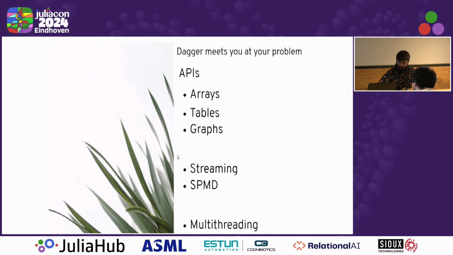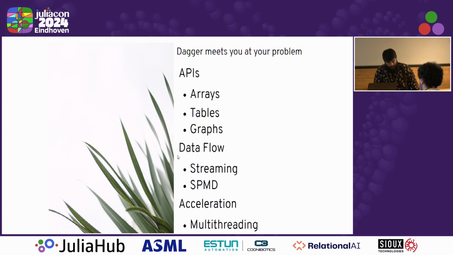I wasn't prepared for the animations. Okay, so Dagger meets you at your problem. Unlike some libraries, with other libraries you may have to fit your problem to match the library, right? I'm sure we're all familiar with this. It's like, oh, I have a nice algorithm. It's sequential. I want to parallelize it. Ooh, now I have to tear my entire algorithm apart just to make it work.